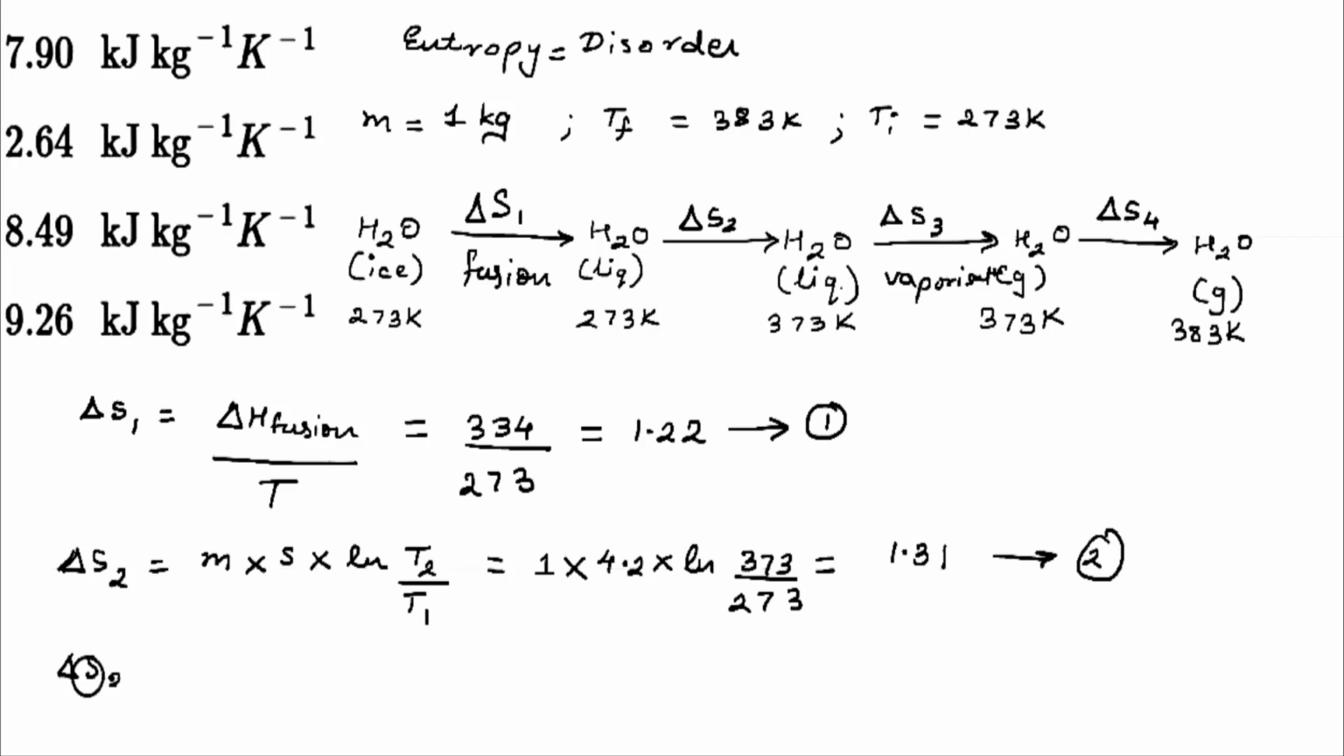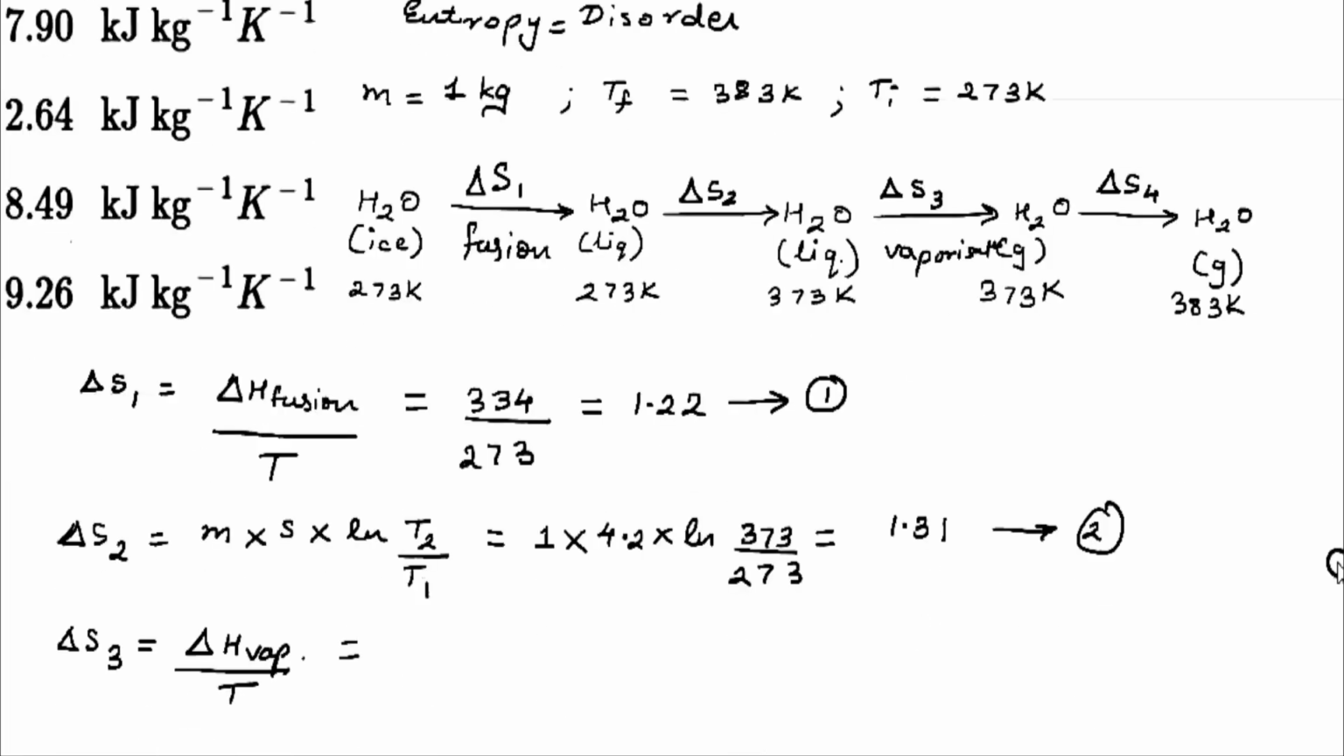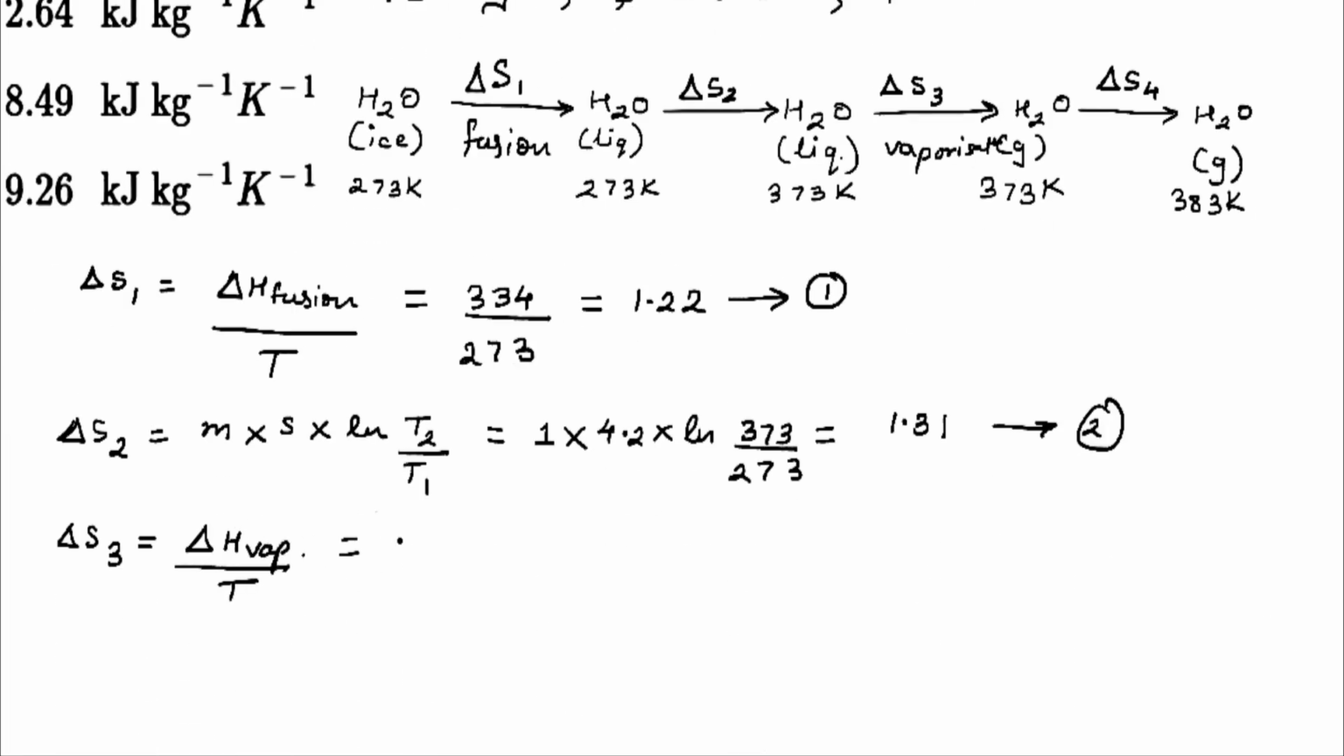Next is delta S3. Delta S3 is vaporization. So over here again, delta H vaporization divided by T. So latent heat of vaporization has already been given to us, and that is 2491. So let us put that value over here. That's going to be 2491 divided by 373. There it goes. It gives me a value 6.67.